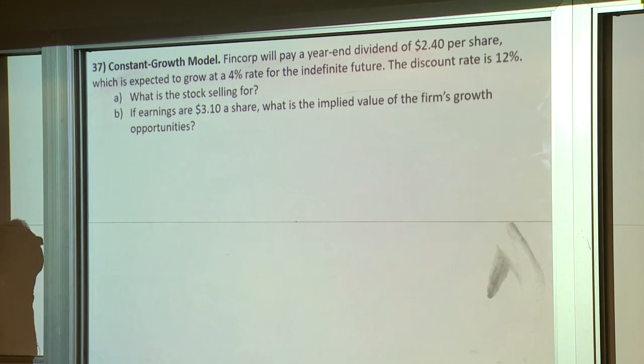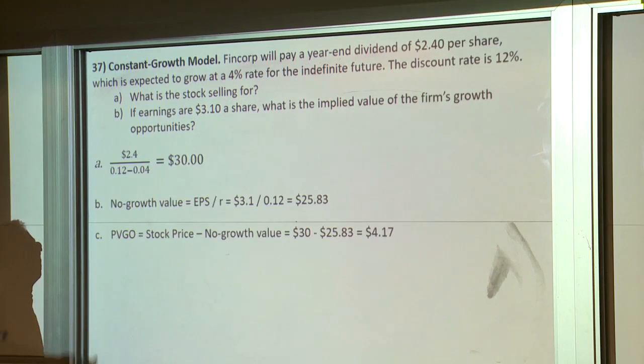37. The constant growth model. FinCorp will pay a year-end dividend of $2.4 per share, which is expected to grow at a 4% rate for an indefinite time, with a discount rate of 12%. So what would the price be? They pay a year-end dividend, so that's the next dividend, 2.4, divided by the discount rate, 12% minus the 4% growth rate, which gives $30. B is a little harder.